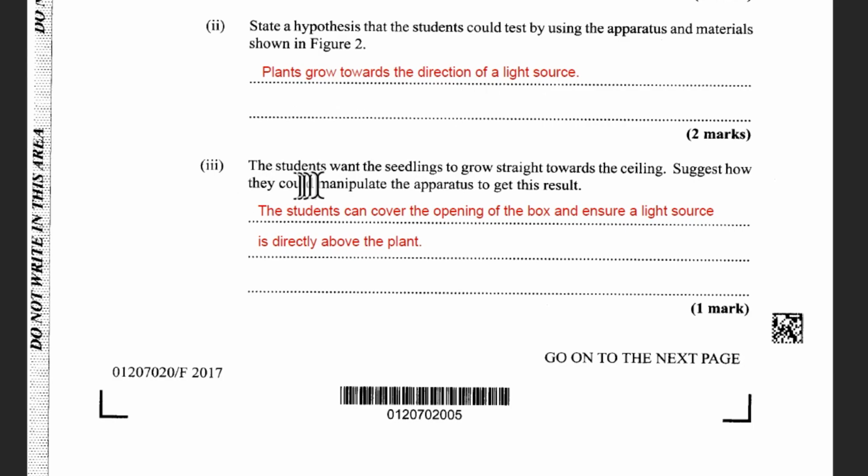Part 3. The students want the seedlings to grow towards the ceiling. Suggest how they can manipulate the apparatus to get this result. Well, basically, you don't want a unidirectional light source coming from the left or the right. You could put the light source above it and it will grow, of course, towards the light above it. Or you can simply cover the opening of the box and it will just grow upwards because no auxins will develop on either side of the meristem of the plant.